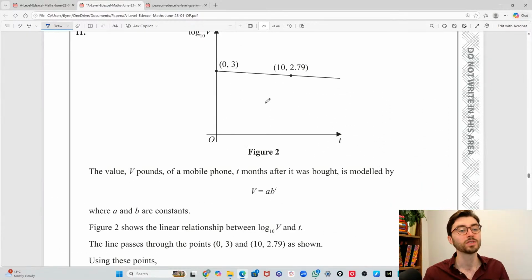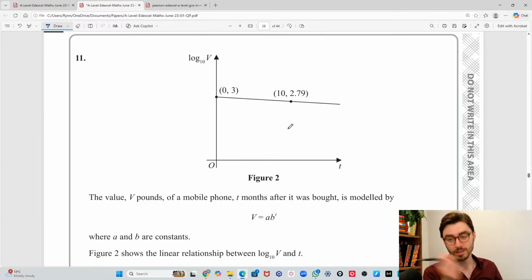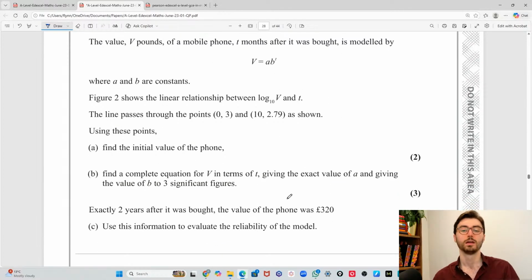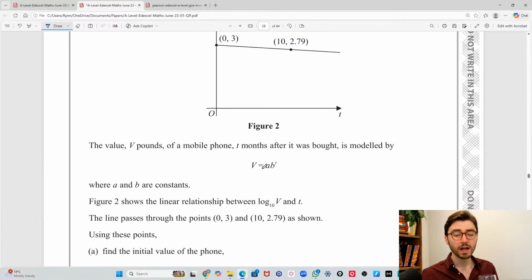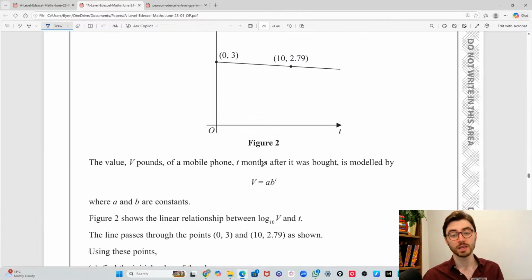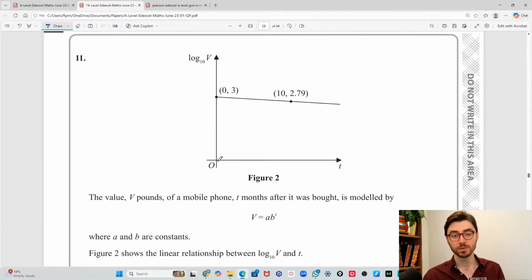All right. Question 11. So this is logarithmic modeling, where I can immediately tell you we're just going to take logs of both sides of this equation. We're going to compare it with the gradient and the intercept to find the values of a and b. Because that's how it always goes. Now here, when t equals 0, b to the 0 is equal to 1, so v will just be equal to a.